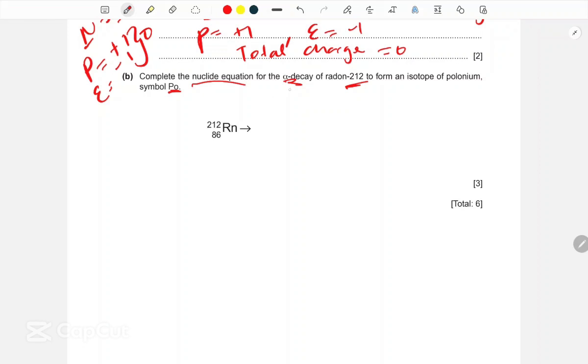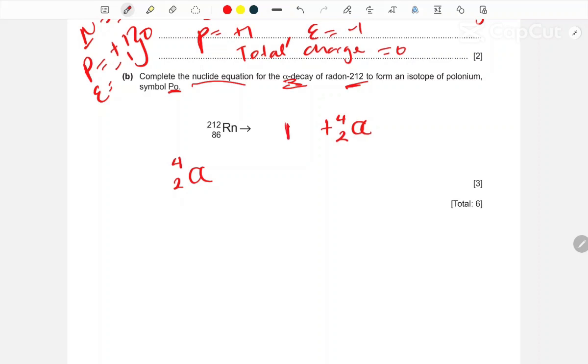So during an alpha decay, an alpha particle is formed. An alpha particle is an α and it has a mass number of 4 and a proton number of 2. So we can write it as α, mass number of 4, proton number of 2. Now this has to be equal. So if there is 212 on this side over here, the sum of the mass number should also be 212.